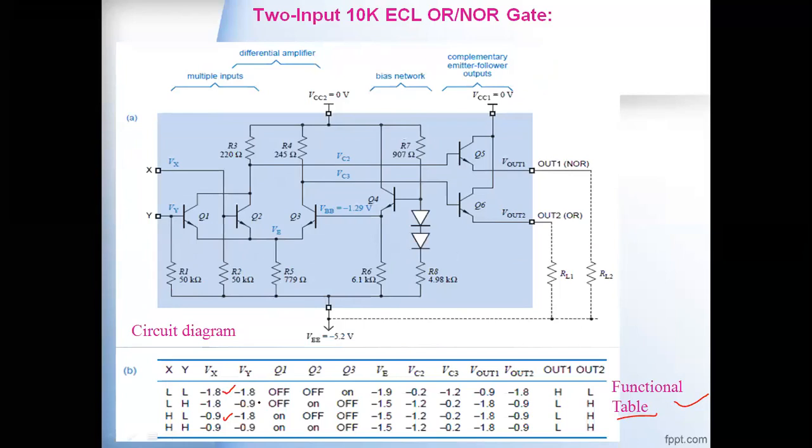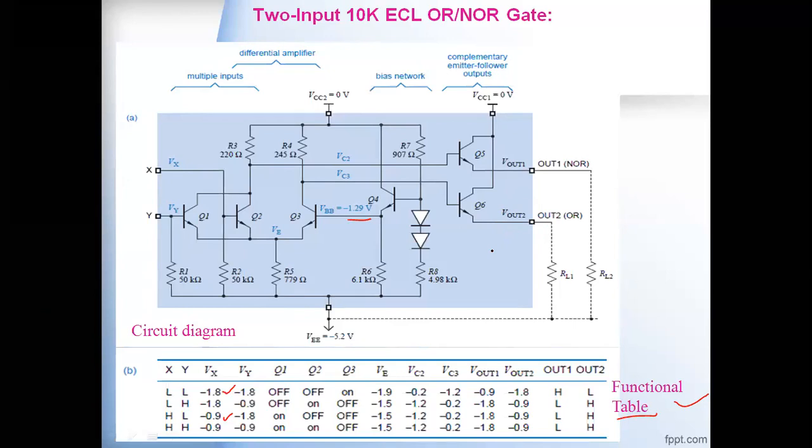So in the beginning itself we have seen how the circuit will behave with the logical values of minus 1.8 and minus 0.9 with a reference voltage of minus 1.29 volt. Again we need not discuss this circuit, but you have to observe how the circuit behaves for the given inputs, because we have only two extra circuit parts here, and they are used to improve the driving capability of the circuit.